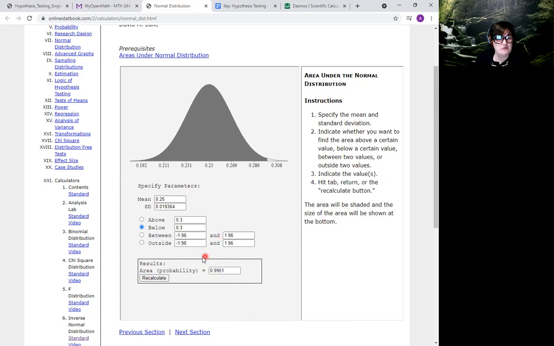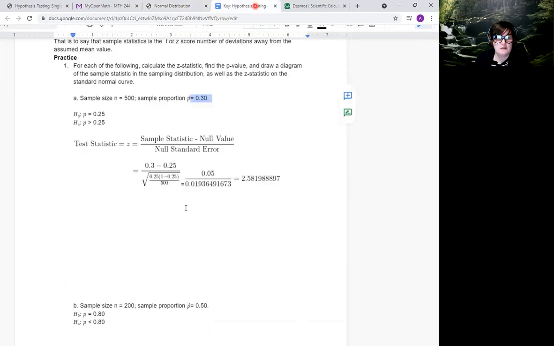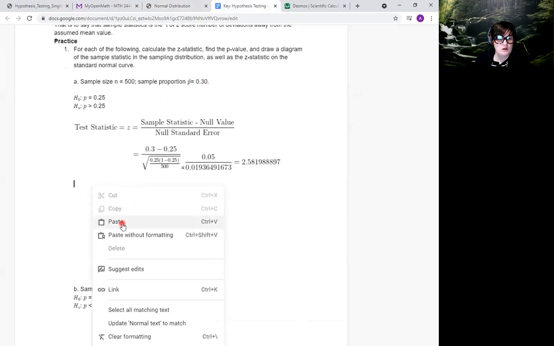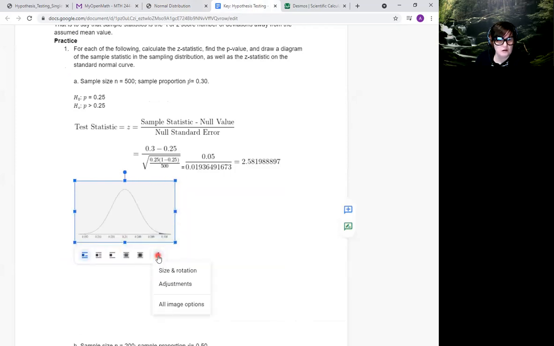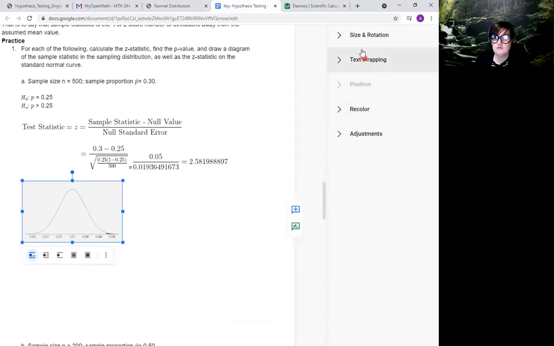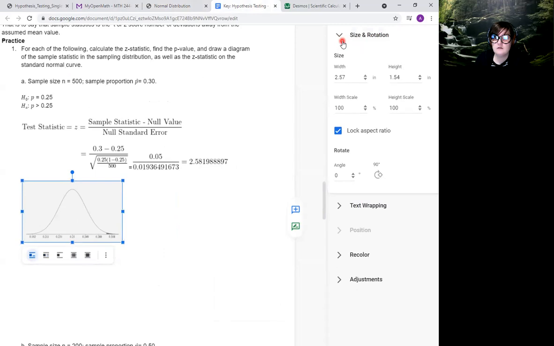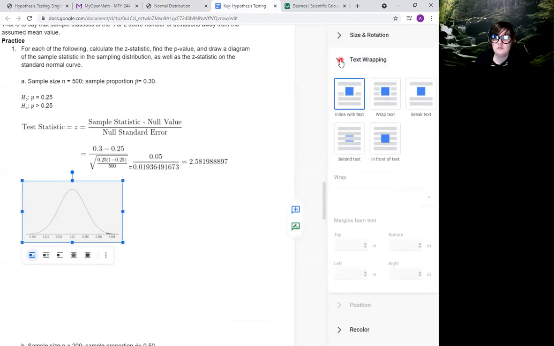There's not really a way to do between or outside because I'm really only curious about this number. So I could have looked at it like this or like this. So let's go ahead and copy this image and paste it in. And I'm going to make this a little bit smaller. And I think that there is a way to give it, maybe not.